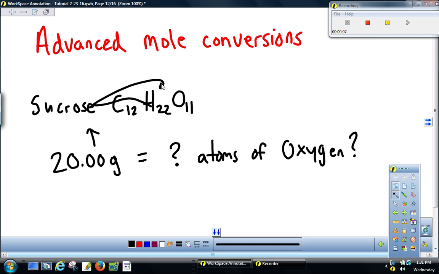So I have two problems here that we're going to take a look at together. The first problem deals with table sugar, sucrose, which has a formula of 12 carbons, 22 hydrogens, 11 oxygens. The question is, if we have a 20-gram sample of sucrose, how many atoms, not how many molecules of sugar, but how many oxygen atoms are there in that sample? Take a minute, pause this, and try to figure out the molar mass of sucrose.